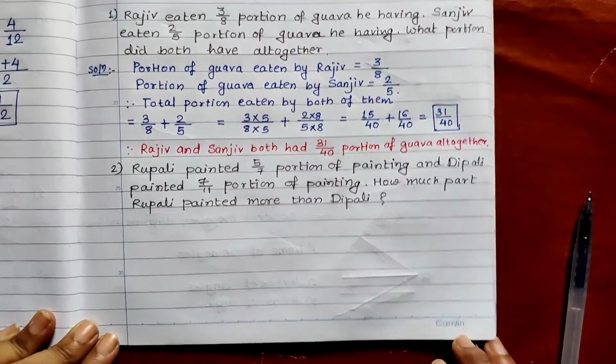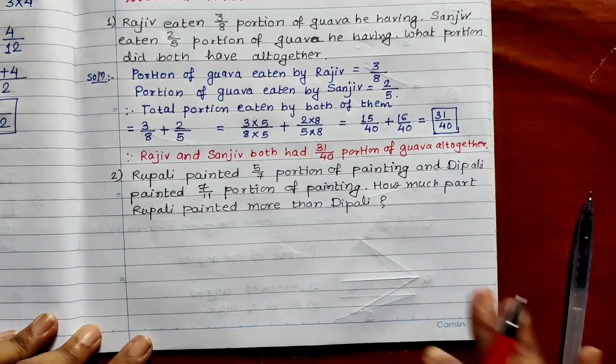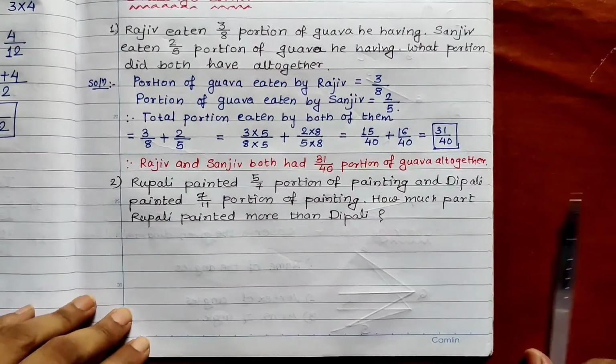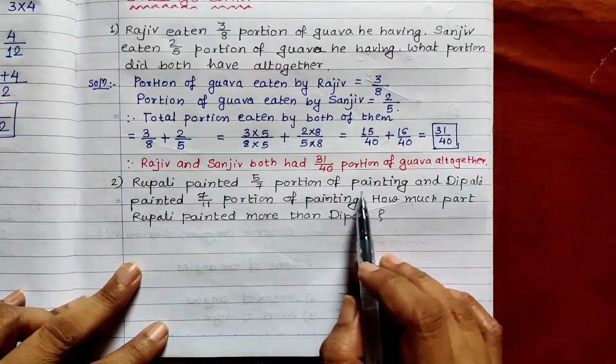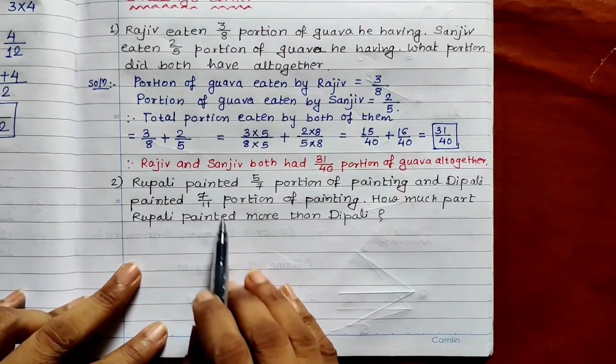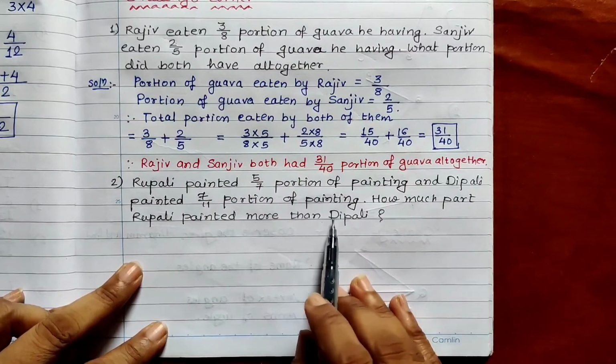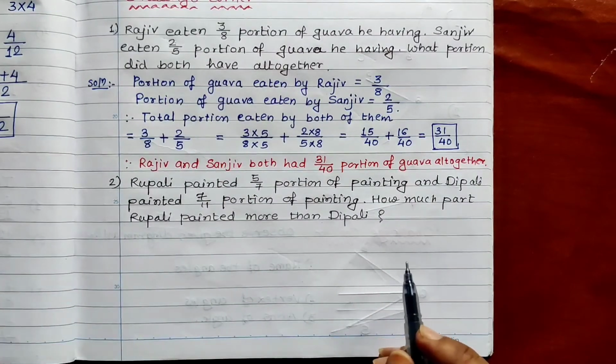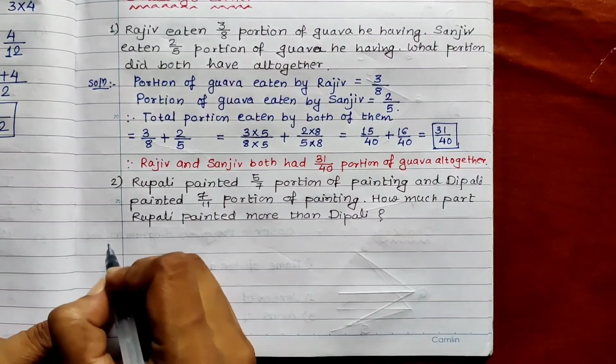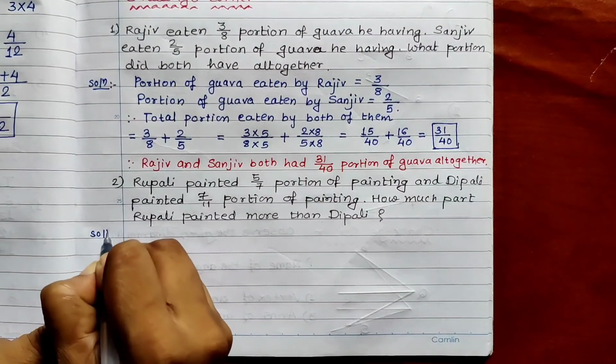Last sum is: Rupali painted 5/7 portion of a painting and Dipali painted 7/11 portion of the painting. How much part did Rupali paint more than Dipali? More than Dipali, that means we have to subtract. So let us do it. Solution.